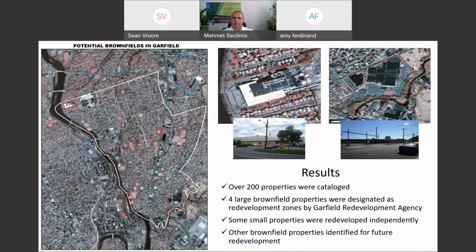And these are from the paper factories to large industrial complexes, abandoned and waiting for development. So we cataloged about 200 properties, and 4 large brownfield properties were designated as redevelopment zones by Garfield Redevelopment Agency. In other words, our study helped Garfield Redevelopment Agency to identify those sites and put them into zoning. And some small properties were developed independently, and other brownfield properties were identified for future development.